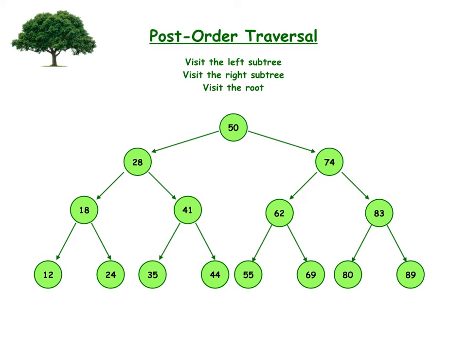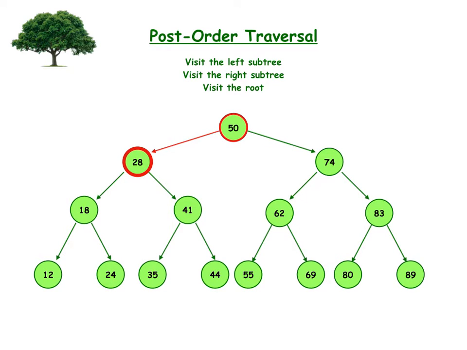Then the final traversal is called post-order traversal. This traversal is called post-order because the root gets visited last. Right? That's the root is the last node to get visited. So, as with all traversals, we start at the root, but we do not visit the root first. We visit the left subtree first.